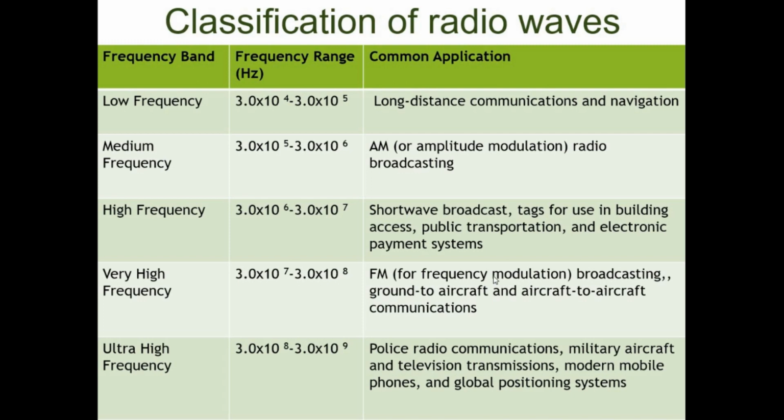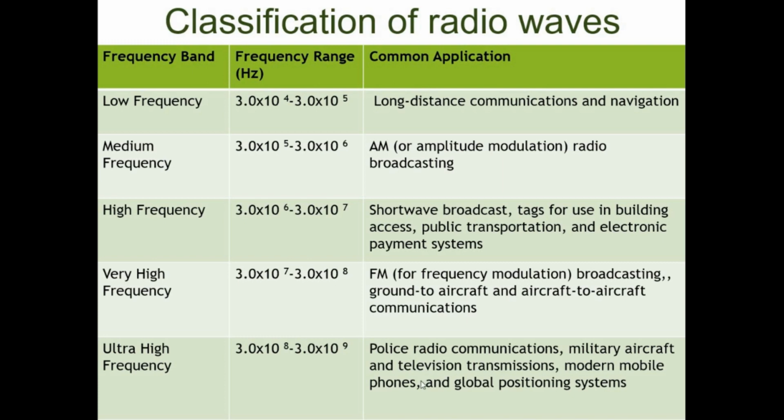For the high frequency band, its frequency ranges from 3 times 10^6 to 3 times 10^7. Its application is for shortwave broadcasts, tags for use in building access, public transportation, and electronic payment systems. The very high frequency band ranges from 3 times 10^7 to 3 times 10^8. Its common application is for FM, or frequency modulation broadcasting, ground to aircraft, and aircraft to aircraft communication.